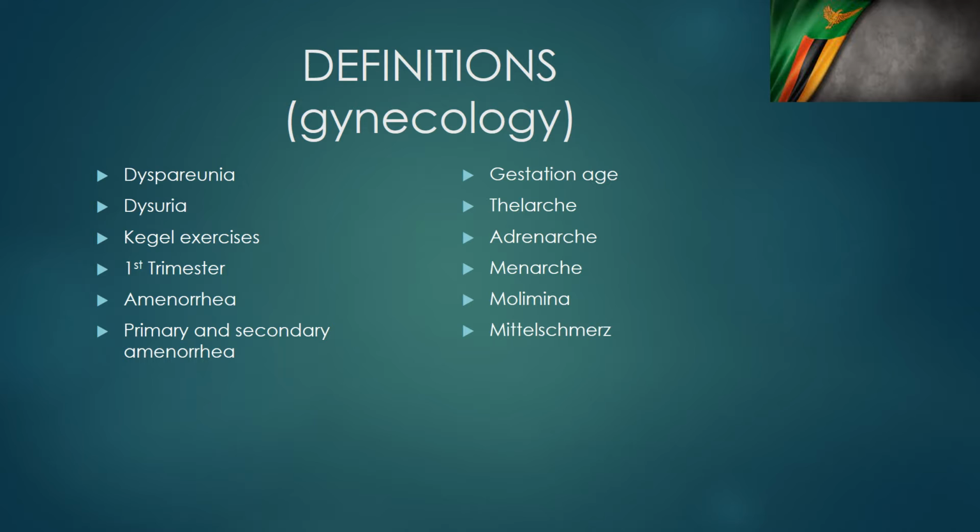Pregnancy is divided in three. So those three divisions of pregnancy are called trimesters. The one I prefer is saying first trimester is from the point of conception up to 14 weeks. Then from 14 weeks to 28 weeks, that's the second trimester. And from 28 weeks to delivery, that is the third trimester.